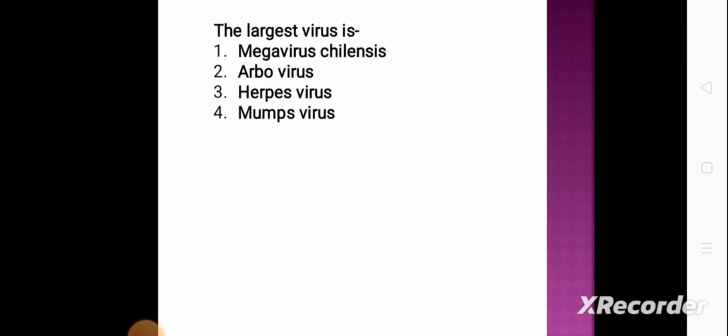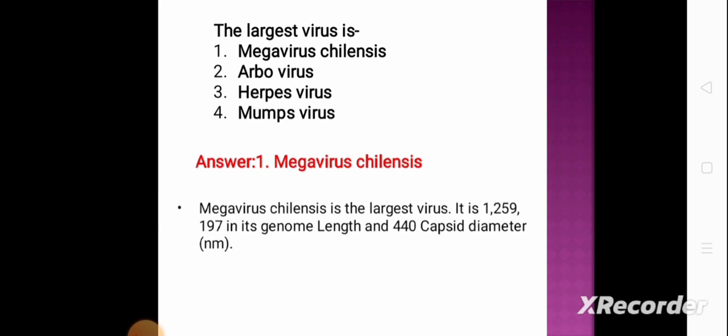Next question. The largest virus is: option 1, Megavirus chilensis; option 2, arbovirus; option 3, herpes virus; option 4, mumps virus. And the correct answer is option 1, Megavirus chilensis. It is the largest virus, with a genome length of 1,259,197 base pairs and a 440 nanometer capsid diameter.